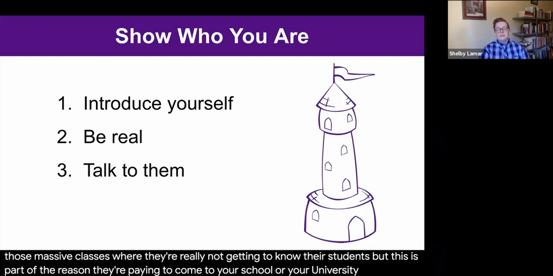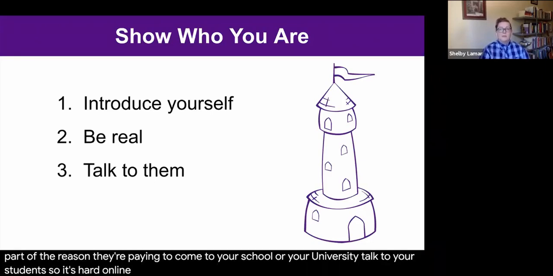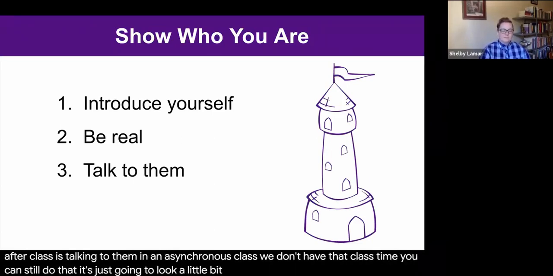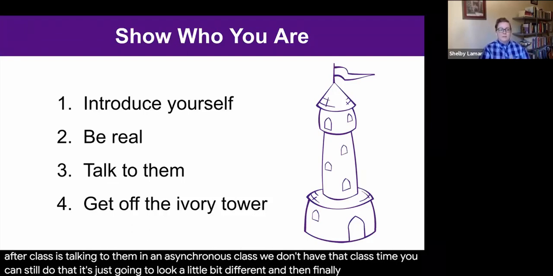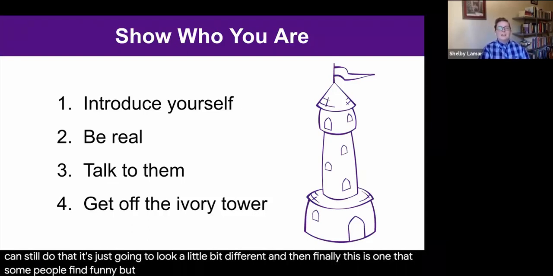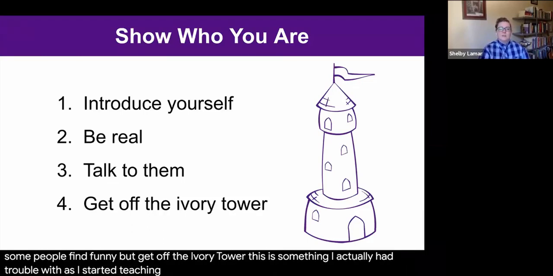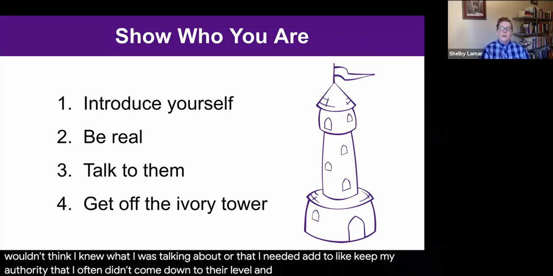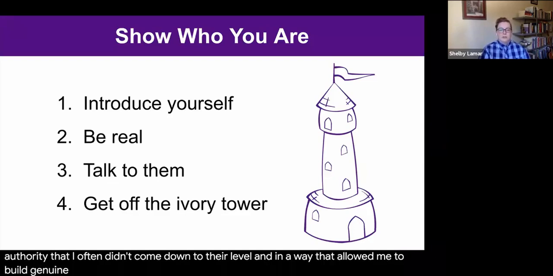Third is talk to your students. It's hard online, but really make sure that you're spending time before and after classes talking to them. In an asynchronous class where you don't have that class time, you can still do that. It's just going to look a little bit different. And finally, this is one that some people find funny: get off the ivory tower. I actually had trouble with this as I started teaching. I was so concerned that my students wouldn't think I knew what I was talking about, or that I needed to keep my authority, that I often didn't come down to their level in a way that allowed me to build genuine relationships with them.